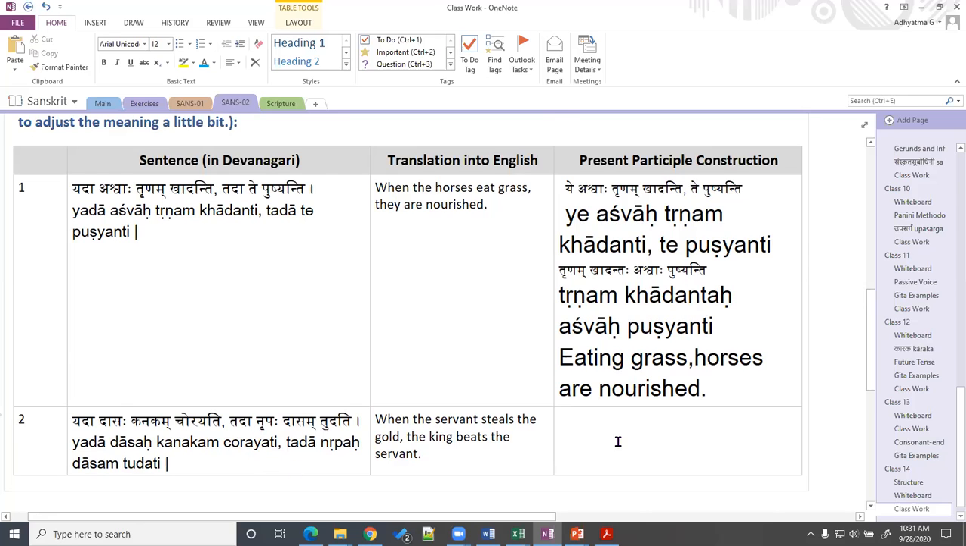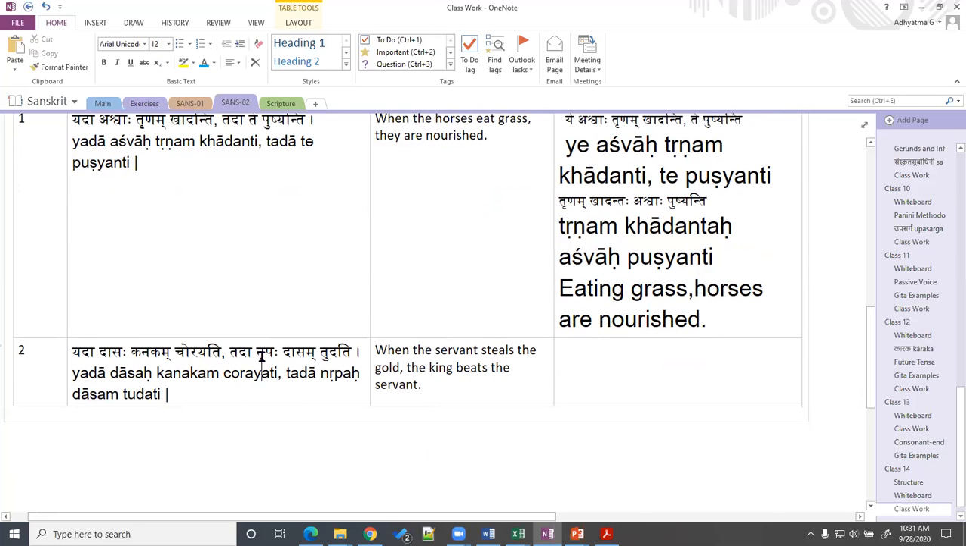Similarly here, yada dasah kanakam chorayati tada nrupah dasam tudati. When the servant steals the gold, the king beats the servant. So again you will convert into yattad. Instead of yada we can say, yaha dasaha kanakam chorayati tam nrupaha tam dasam tudati.